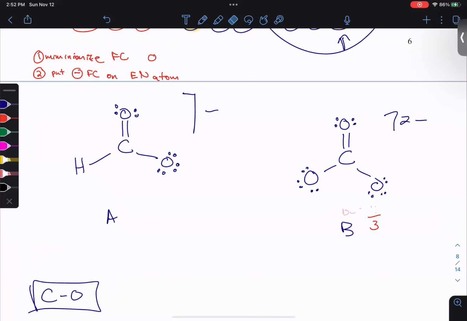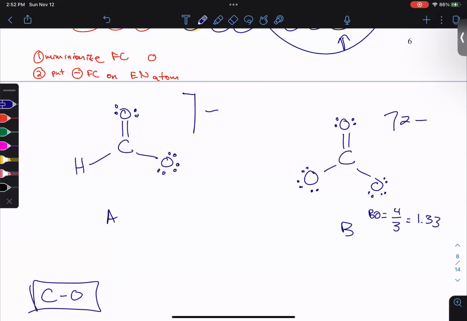Okay, which one has the stronger CO bond, A or B? The stronger bond. So let's calculate bond order again. What did we say the bond order of B was? 4/3, yeah, 4/3, 1.33. What is the bond order in molecule A?